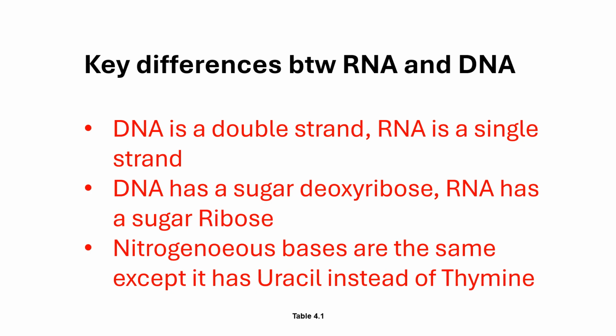So the key difference between DNA and RNA is DNA is a double strand, whereas RNA is a single strand. DNA has a sugar called deoxyribose, and RNA has a sugar called ribose. Also, the nitrogenous bases are the same, except that RNA has uracil instead of thymine. And coming to the function, the RNA is what produces the protein. It carries out the instructions in the DNA and assembles the protein, whereas the DNA carries the code for synthesis of RNA and for synthesis of protein.